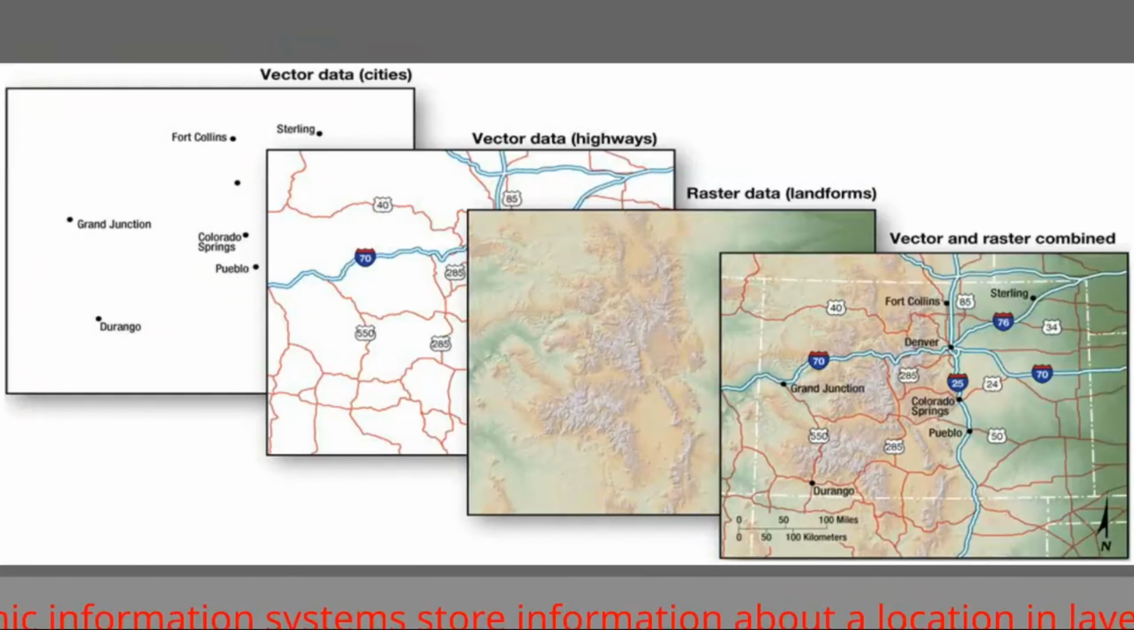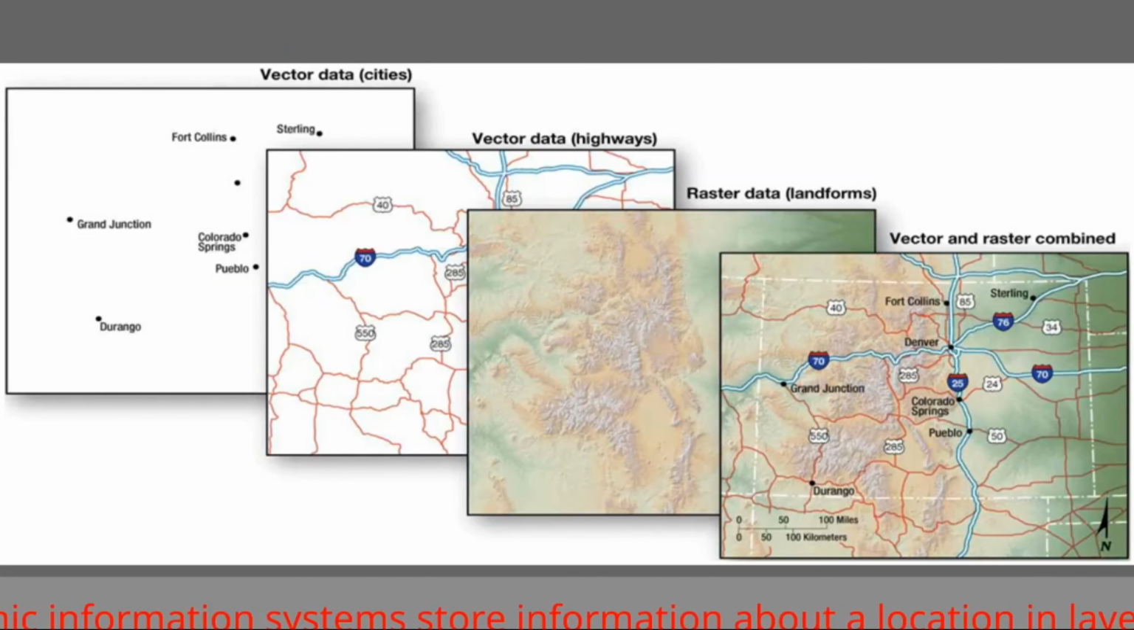So the data comes in 2 ways, through vector data, which are points or lines on a map, and raster data, which are landforms or other things that go onto the Earth. So the vector data, in this we can see, are cities. You've got all the cities of the area. And then they also have the vector data of the highways and major interstates.